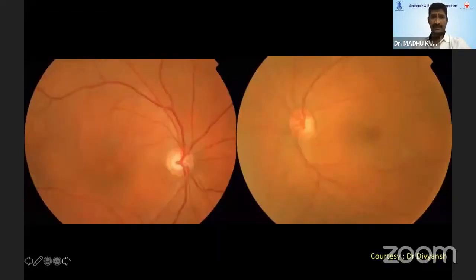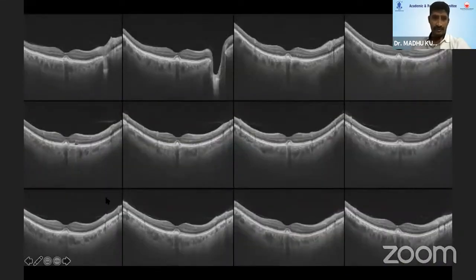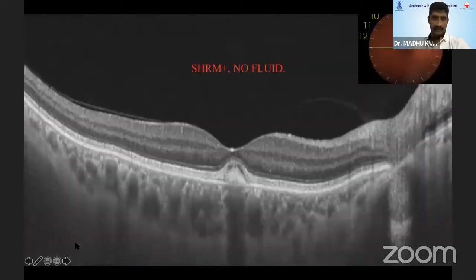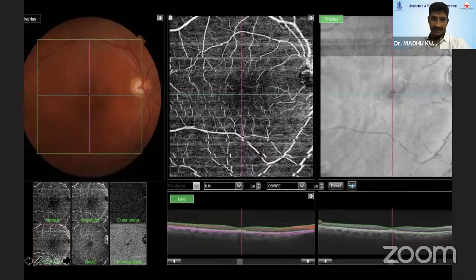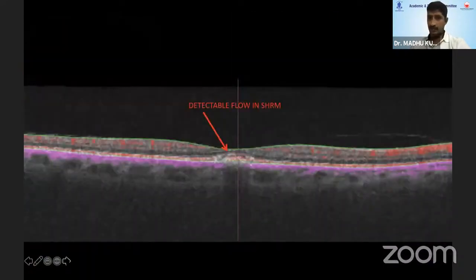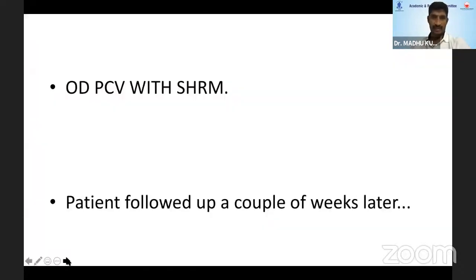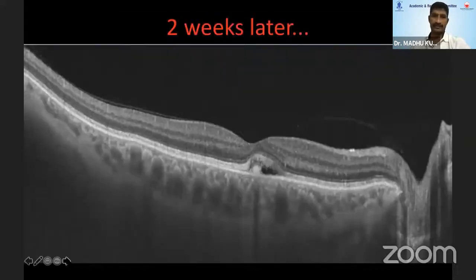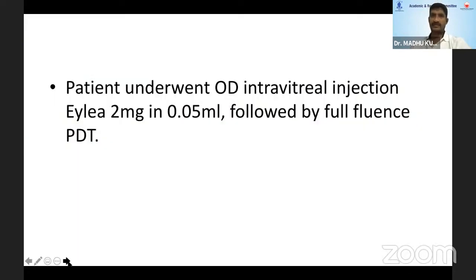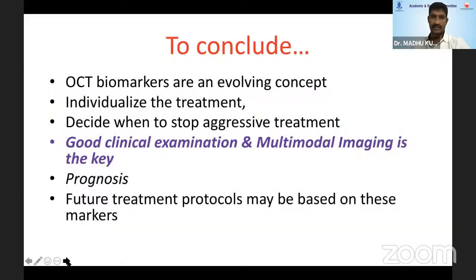This is the second case, another case of PCV. If you see here, there's only SHRM, but there is no fluid. So the patient underwent OCTA. This did not pick up any polyps, but detectable flow was there in the OCTA. On ICG and FA, we did see polyps, but there was no fluid. So we followed up the patient for a couple of weeks. Later, the fluid appeared. And again, the patient underwent intravitreal injection followed by full-fluence PDT, and it responded.